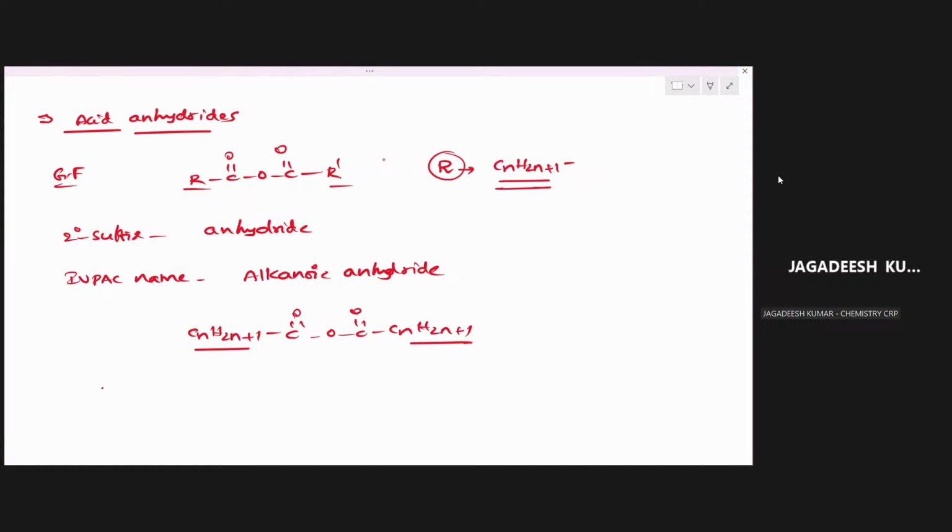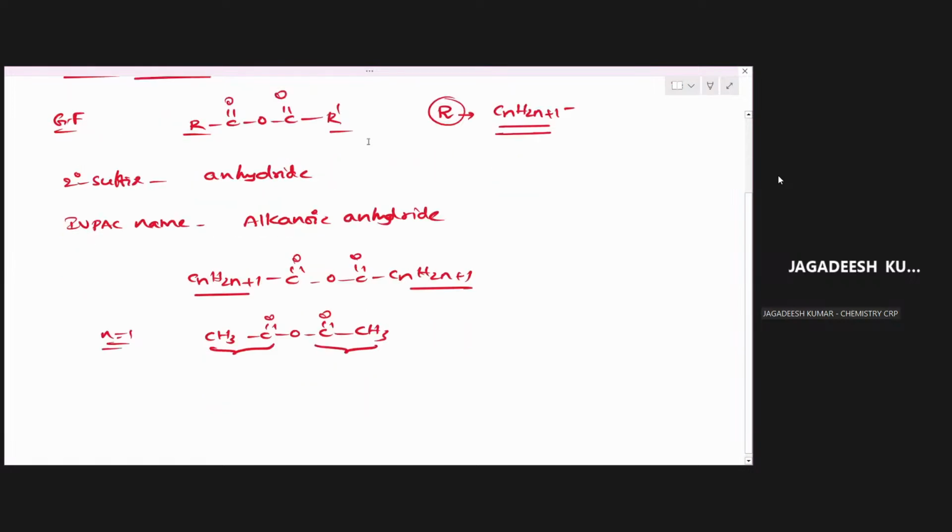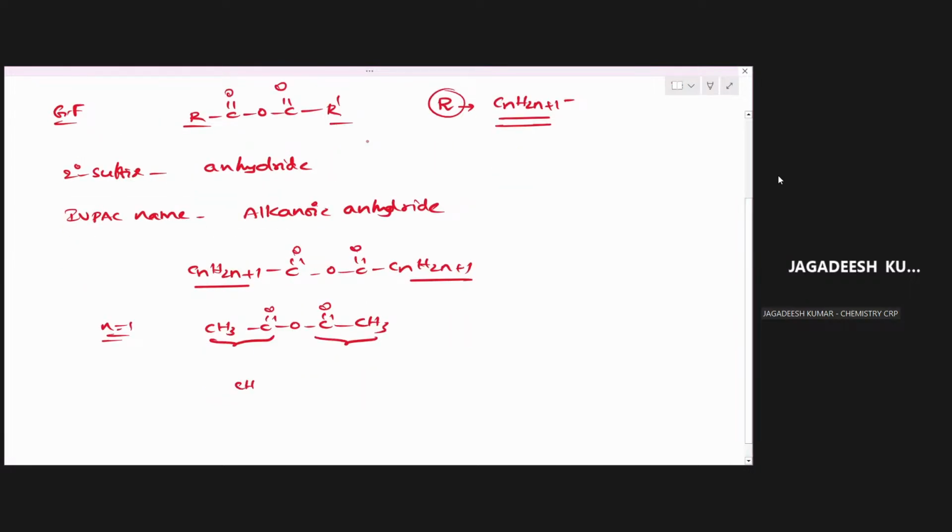Now, if I'm taking n equal to 1 on both sides, then what are we getting here? CH3CO, O, CO, CH3. Simply, we can say these both parts are similar. So that's why we can write here CH3CO, twice, O, because it is repeated on both sides of the oxygen. So we can write twice O. Both are the same only here.